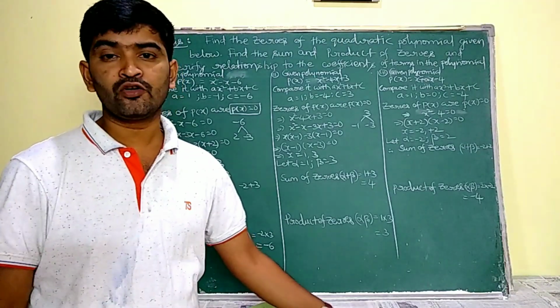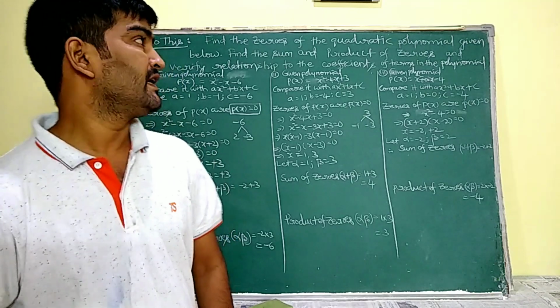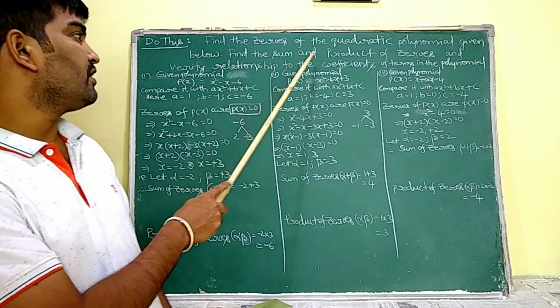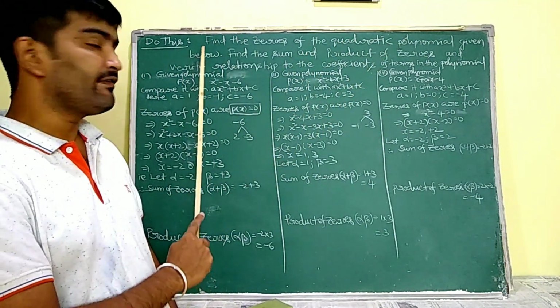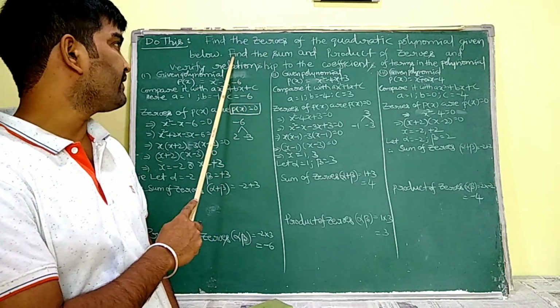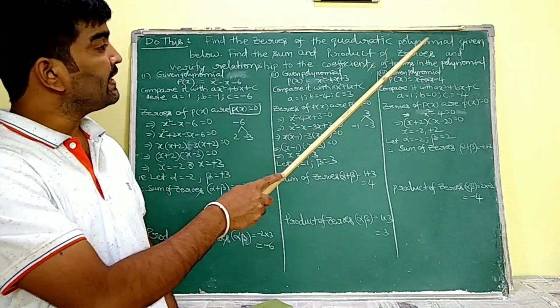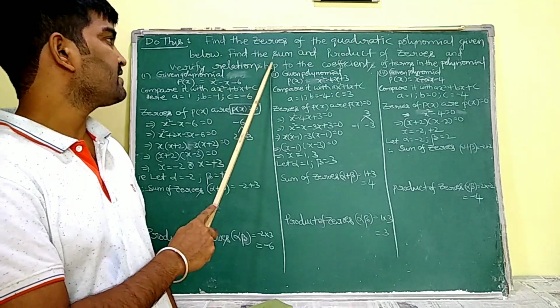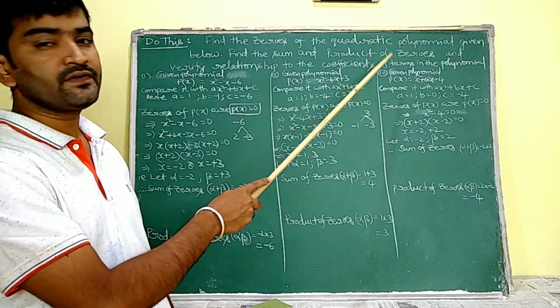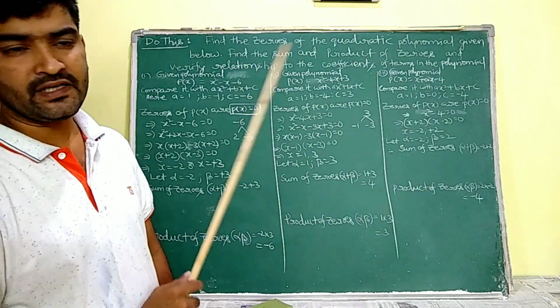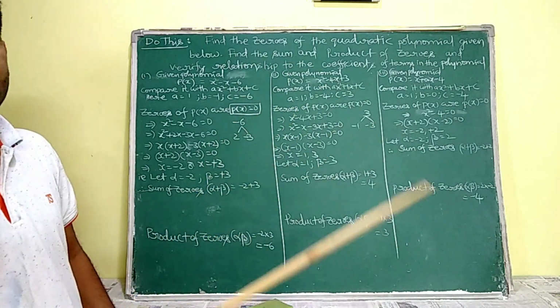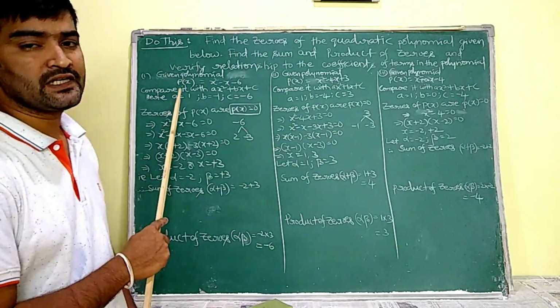So now we are going to discuss this problem. See here, find the zeros of the quadratic polynomial given below, and it is also asking us to find the sum and product of zeros and verify the relationship between the coefficients of the polynomial and the zeros. So firstly we are going to solve each and every problem.